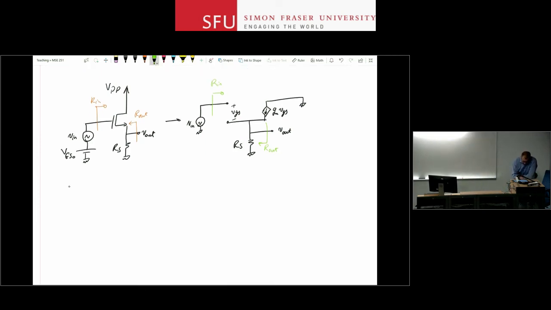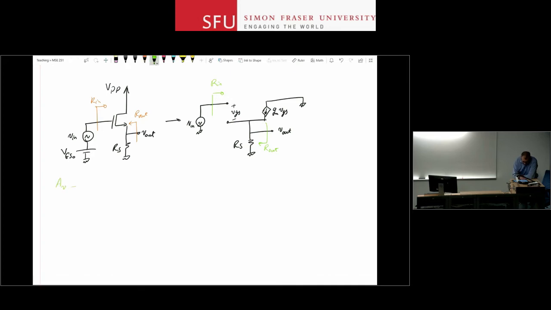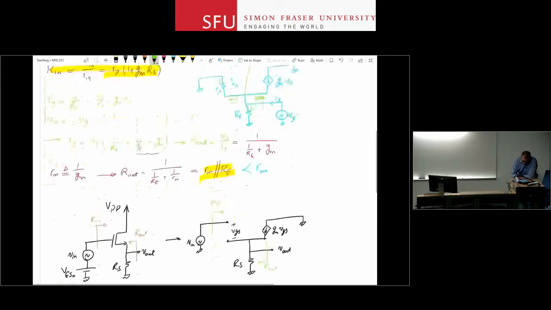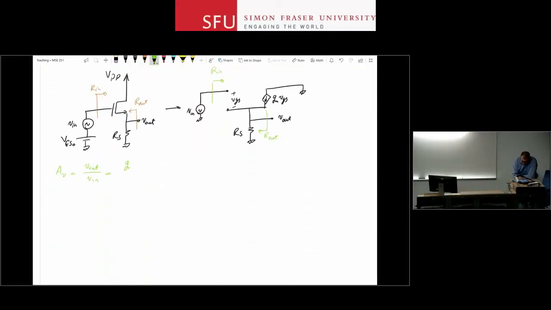Now, if you do the analysis or use the BJT solution, you can show that V out over V in, very similar to what you had here, is going to be GMRS over 1 plus GMRS. So again, the gain is less than 1, but GMRS can be much larger than 1, so the gain is almost 1. R in is going to be what? Infinite, because you're looking into the gate, which is an open circuit.